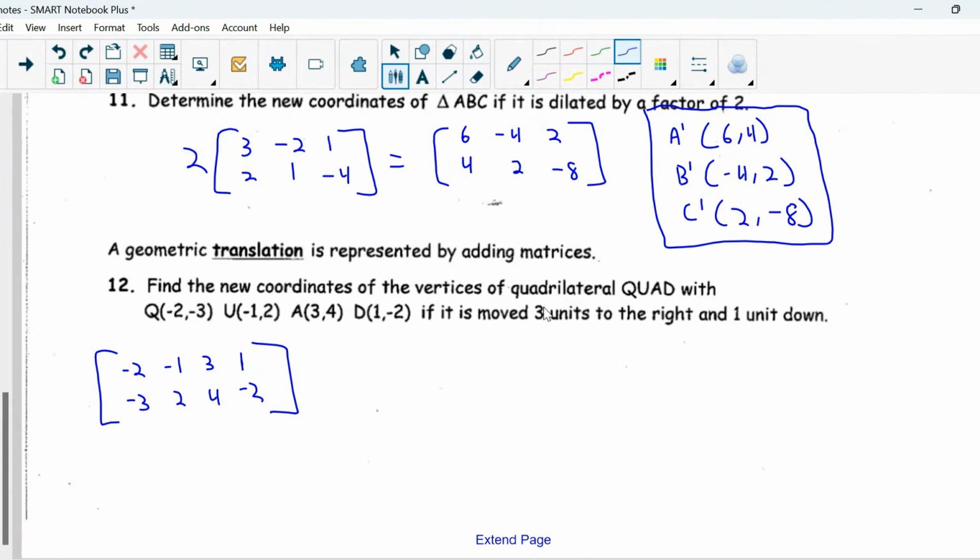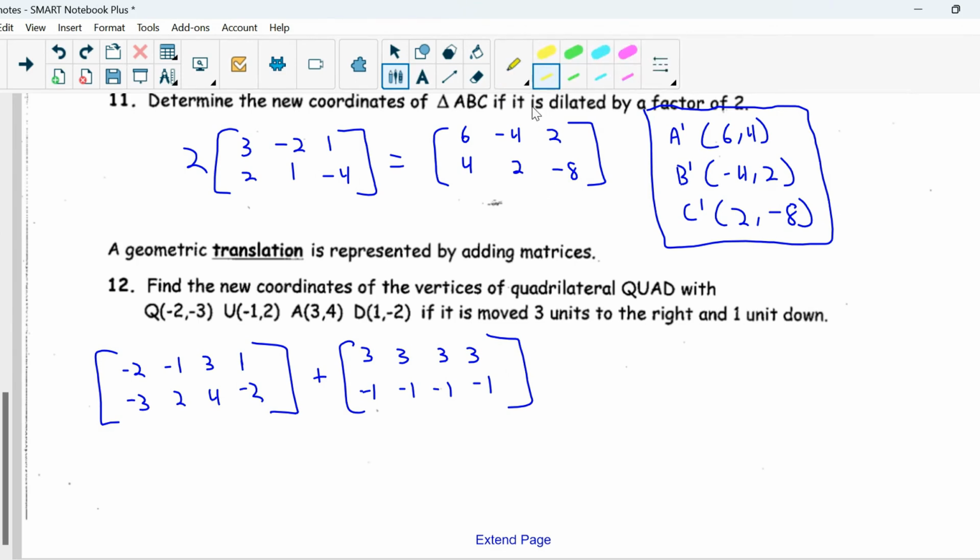If we want to move this 3 units to the right and 1 unit down, we would have to add 3 to our x values. That would move it 3 to the right. So we would add 3 to each of our x values, which is on top. And then if we want to translate this quadrilateral 1 unit down, we would need to subtract 1 from each of our y values. From here, this is basic matrix addition. So add each of our corresponding elements, like negative 2 and 3, negative 1 and 3, so on and so forth.